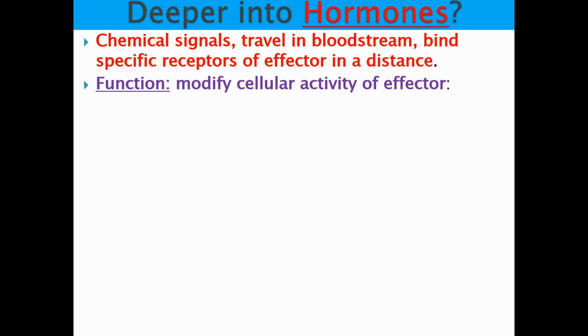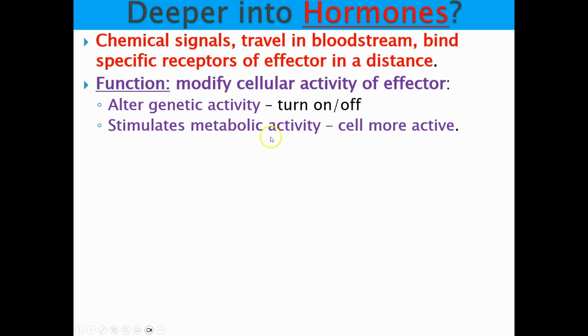We're going to focus on increasing the activity of the effector in most of the cases that we talk about here, okay? And the way it's going to increase cellular activity is we can alter the gene activity, in many cases turning on a gene or turning it off. All right. In some cases, especially with things like adrenaline, thyroid hormone, and also something called cortisol or cortisone, we have the stimulation of metabolic activity, i.e., the cell becomes more active and is basically using and processing energy. Just think more cellular respiration is often how I think about metabolic activity.